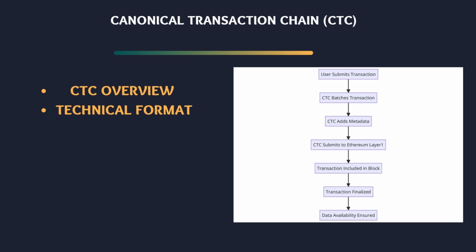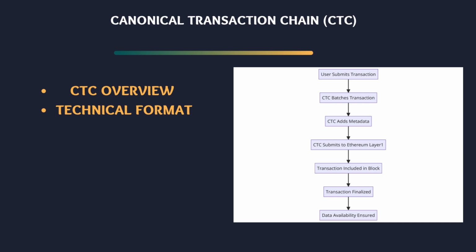It batches transactions and submits them to the Ethereum main chain. This process ensures data availability and finality. A CTC transaction includes the transaction data and metadata, organized in a specific structure. Understanding this format is crucial for developers working with Optimism. Let's examine the lifecycle of a CTC transaction from submission to finalization, as illustrated in the diagram.